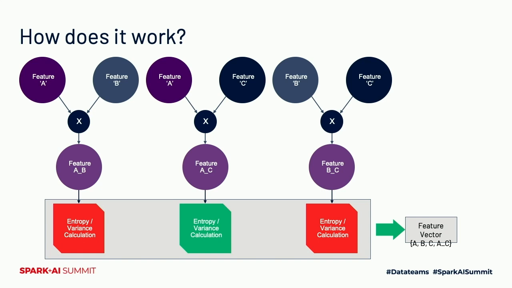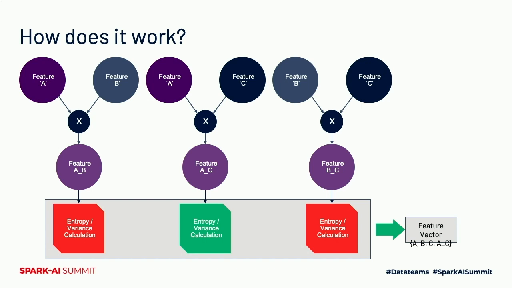So at a high level, this is what's actually going on with feature interaction. We're taking each feature from that data frame, from that feature vector that we're about to create, and we're going to just multiply them together. And we're going to create a hybridized feature. So we take feature A, feature B, multiply them together, we get feature AB.